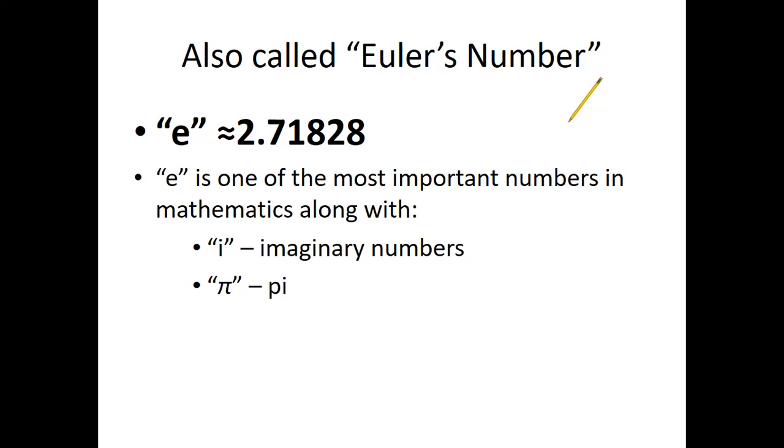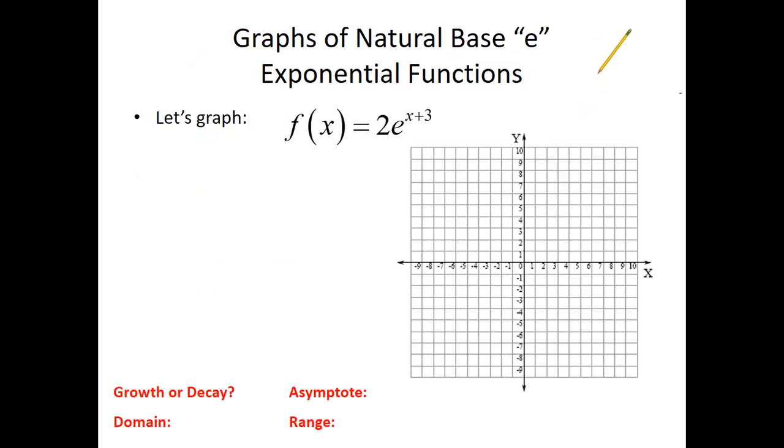Roughly, e is 2.71828, 2.72 basically. It's one of the most important numbers in mathematics, along with pi and i. It's one of those numbers that show up quite a bit in real life. That's why it was designated a specific name. Now, what can we do with e? Well, you can actually graph exponential functions with a base of e.